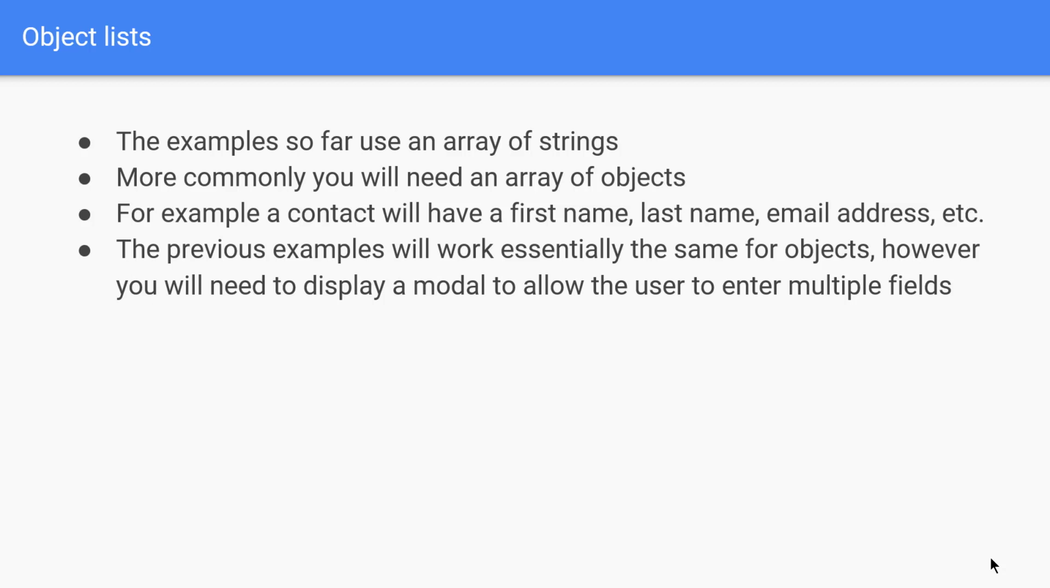The examples so far use an array of strings. More commonly, you will need an array of objects. For example, a contact will have a first name, last name, email address, etc. The previous examples will work essentially the same for objects. However, you will need to display a modal to allow the user to enter multiple fields and use object dot notation to reference each property that you have to display.